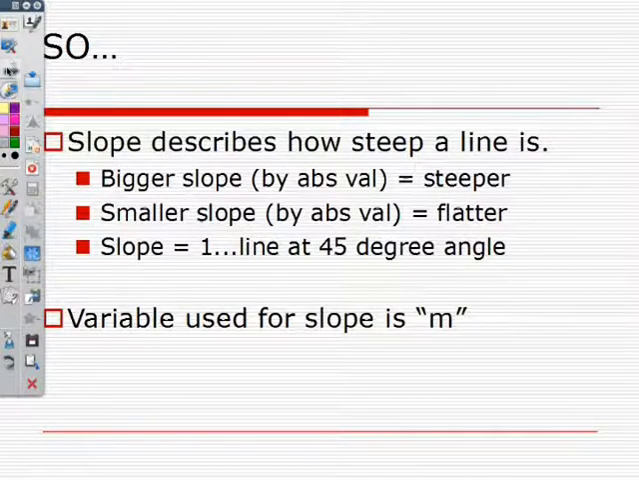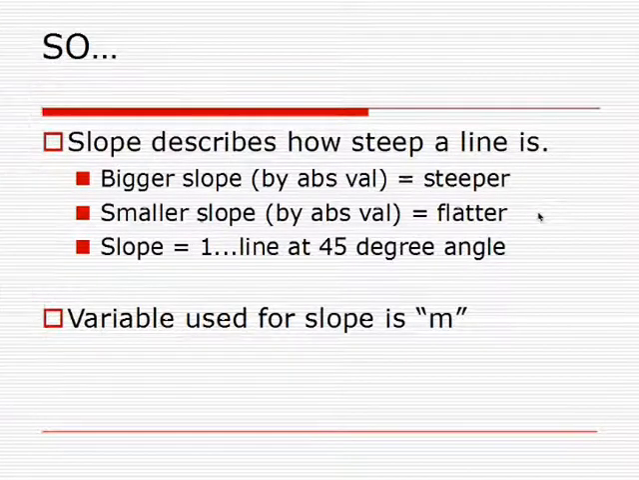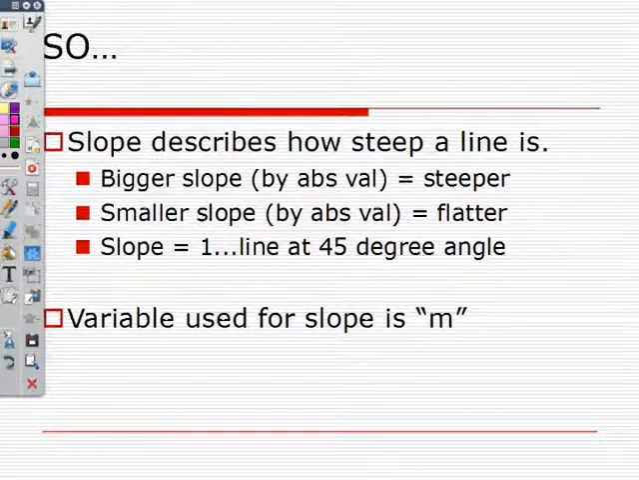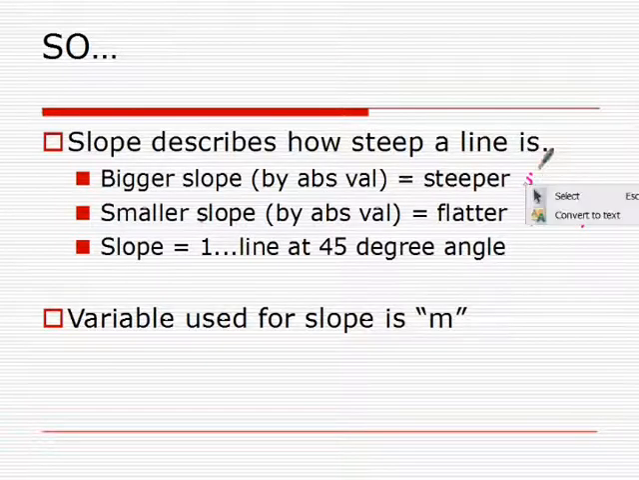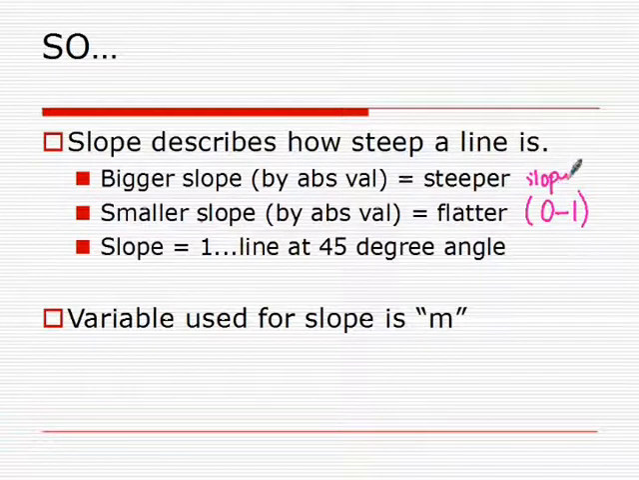So bigger slope, looking at the absolute value of the number, means it's steeper. Smaller slope, right? Especially those decimal numbers between 0 and 1 give us a flat line. And when we have a slope of 1, we have a 45-degree angle line. So remember, this is between 0 and 1. Okay? And bigger slope would be slope greater than 1. The variable we use for slope is m.